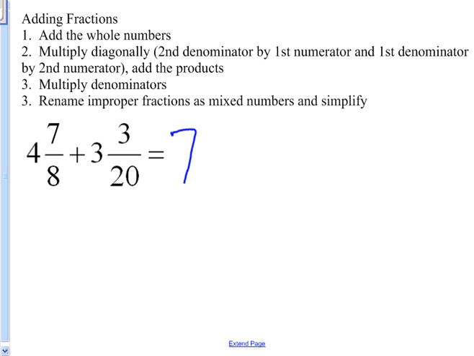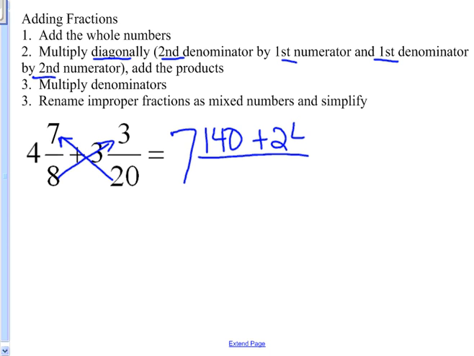Now I want to multiply diagonally my second denominator by my first numerator. So I take 20 times 7, and that is 140. Now I'm going to multiply my first denominator by my second numerator. 8 times 3, that is 24. Now I'm going to multiply across to multiply my denominators. 8 times 20 is 160.